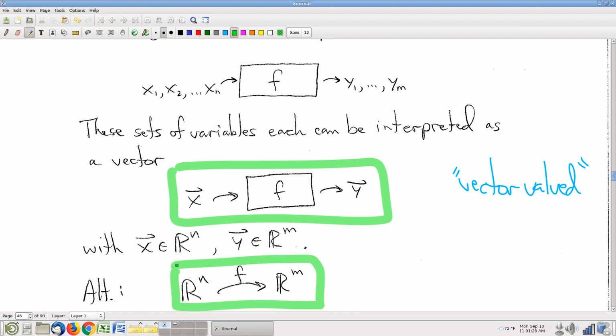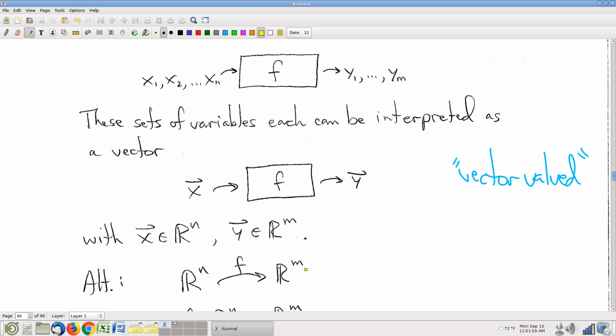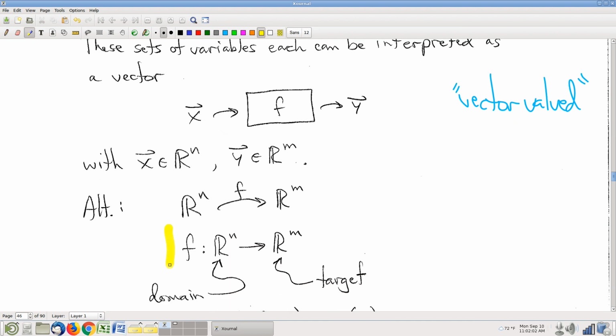So we've got this function f. What goes in is points in this set. X comes from the set Rn because there are n variables. And what comes out is in this set Rm because there are m outputs. So just for notational convenience, we'll say this is a function from Rn to Rm. It's just a way of saying what kinds of critters go in and what kinds of critters come out.